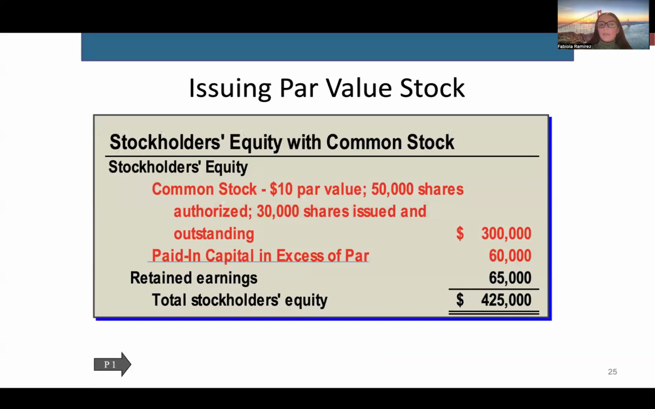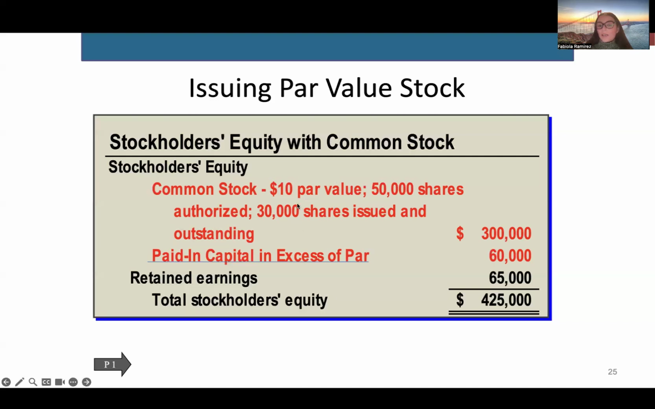Here is the balance sheet presentation of common stock and paid-in capital in excess of par. Paid-in capital in excess of par is also abbreviated APIC, and that is what I will be referring to it going forward. So common stock is recorded on the balance sheet, and as you can see here, there are 50,000 shares that are authorized, but that doesn't mean that is the amount that we have sold. That is the amount that the corporation is legally authorized to put out into the market.